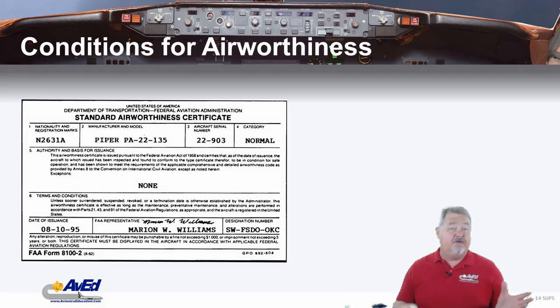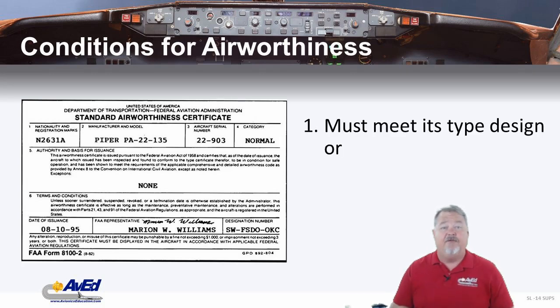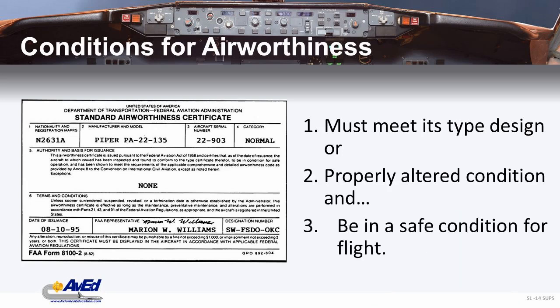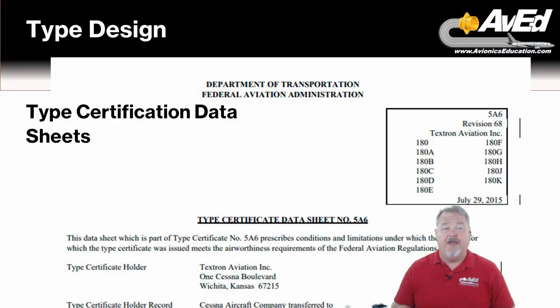What is the meaning of the term airworthy? We can say that an aircraft is considered airworthy if it meets three criteria. First, it must meet its type design. Secondly, it must be properly altered. And third, it must be in a safe condition for flight. So let's talk about the first issue: meet its type design.